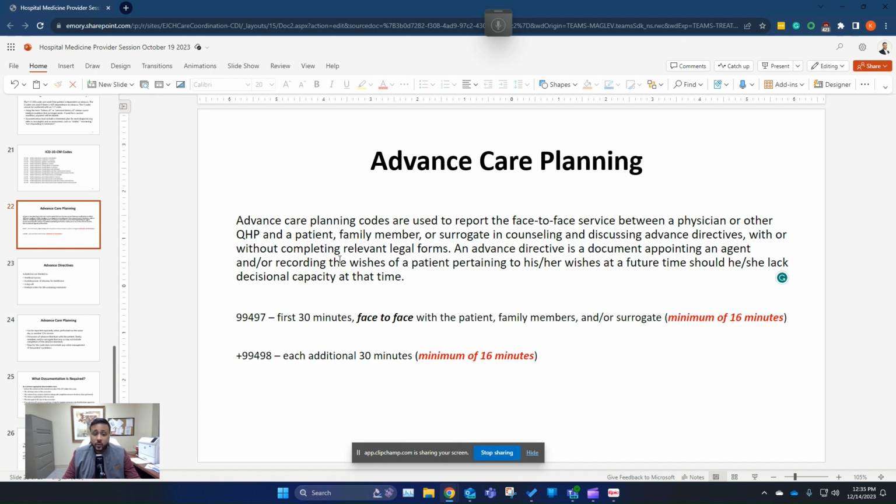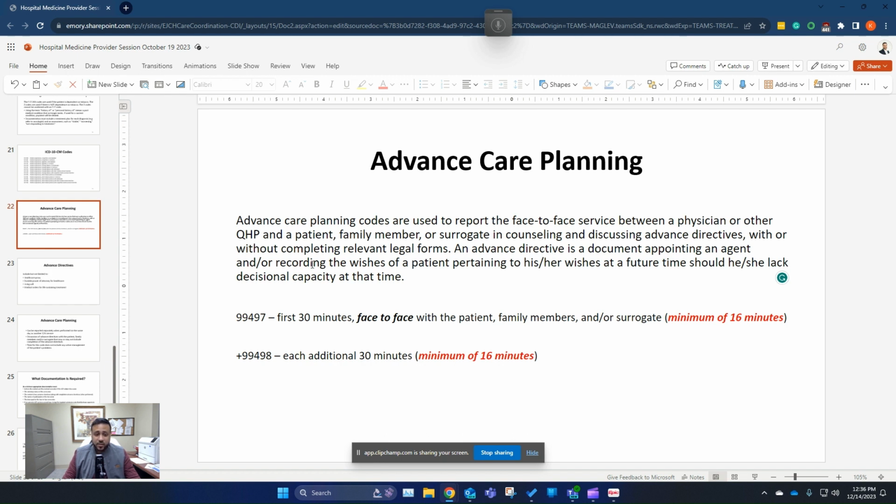This can happen with or without completing relevant legal forms. So this can just be a discussion as to what your goals of care are. DNR, DNI discussions are included in this. Sometimes you may have long conversations with the family with palliative care involved where you will burn through the time requirement for this. So it's important that you're billing for this separately from what you're doing with E&M because you're dedicating time to advanced care planning, which is very important to CMS.